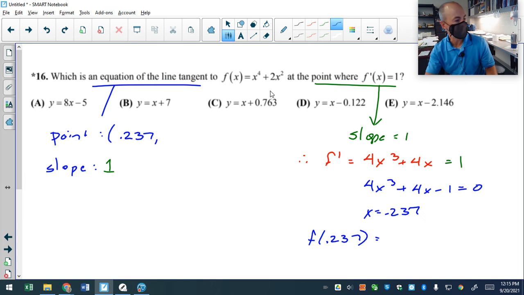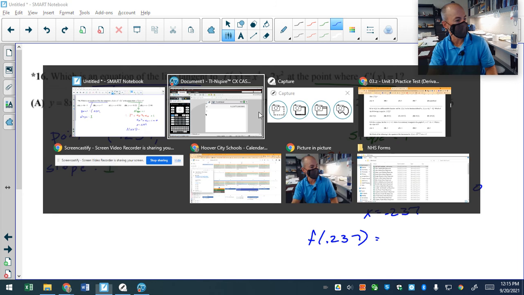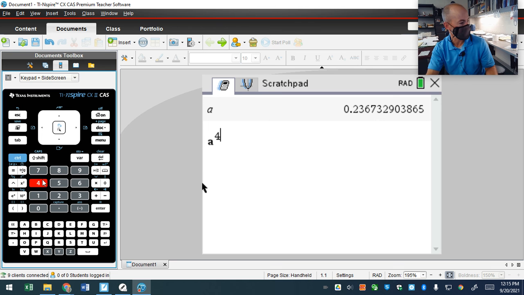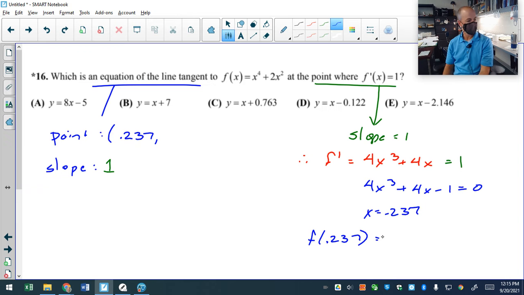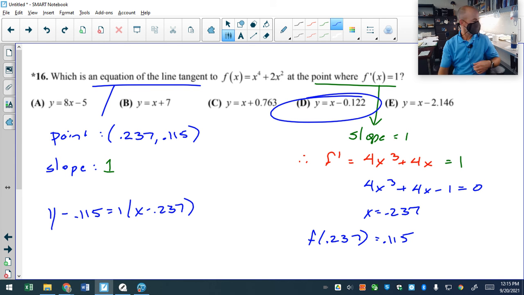So I'm going to punch that in. This is A, so it'll be A to the fourth plus 2 times A squared. So I simply type in exactly that, A to the fourth plus 2A squared. So not only is it more accurate, it's more efficient. It's a lot quicker to just type that in than have to enter the decimal value every time. Hit enter. We have our y coordinate of 0.115. And so now I have my point. And now we just find the equation of the tangent. Y minus 0.115 equals 1, x minus 0.237. And that will, when you solve for y, end up being D.